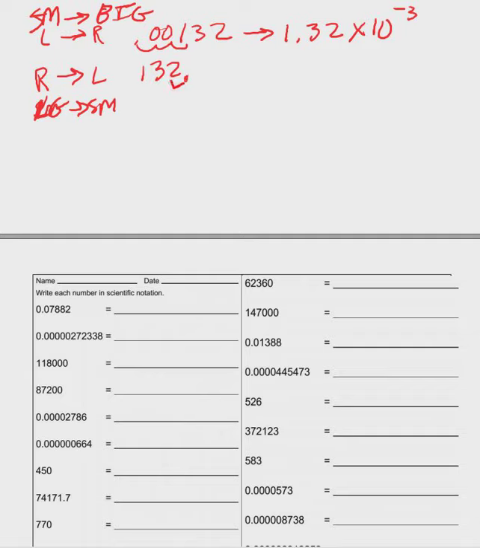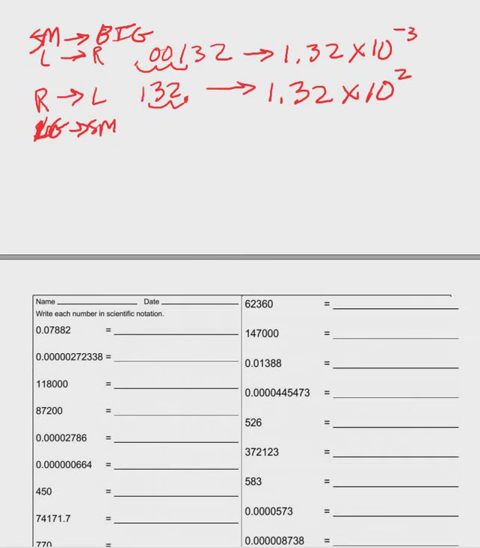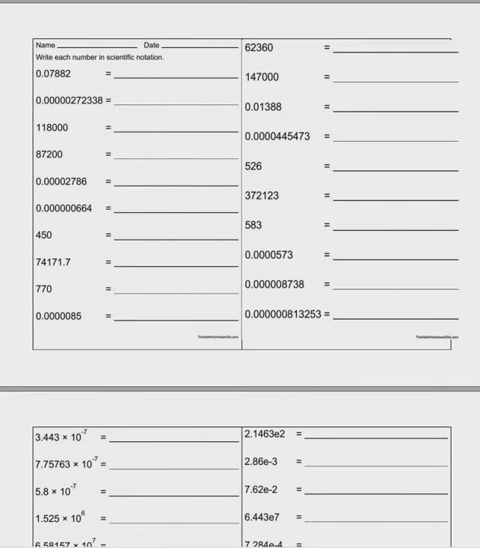So here we move it over 2 places. Then we write it as 1.32 times 10, however many places we moved it over, 1, 2, which gives you 1.32 times 10 to the second. So we're going to do 2 problems here based on that information.